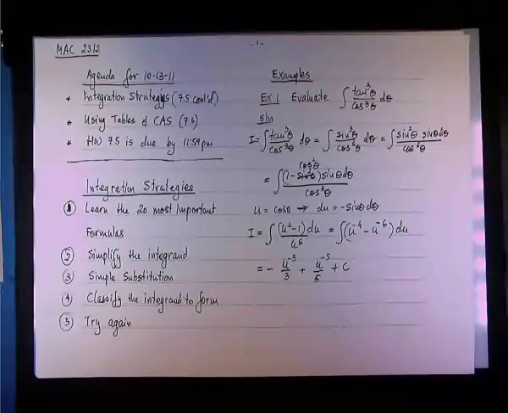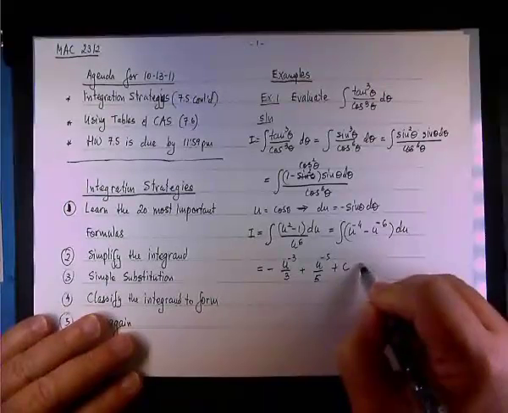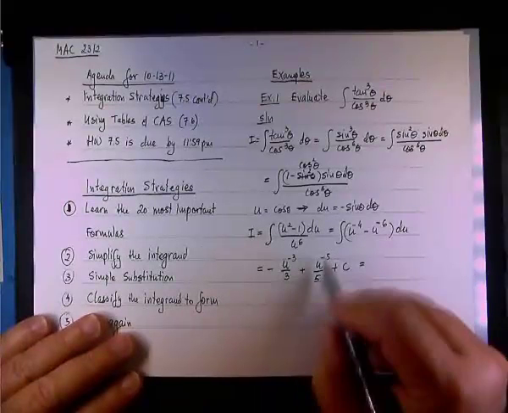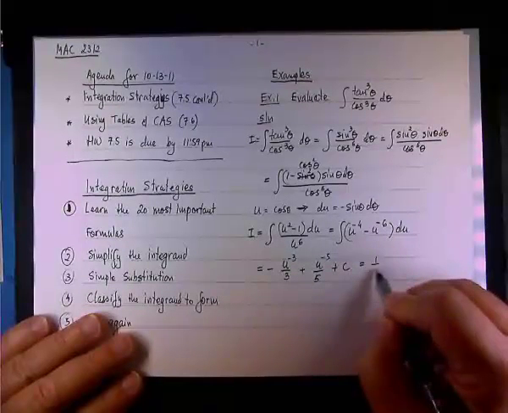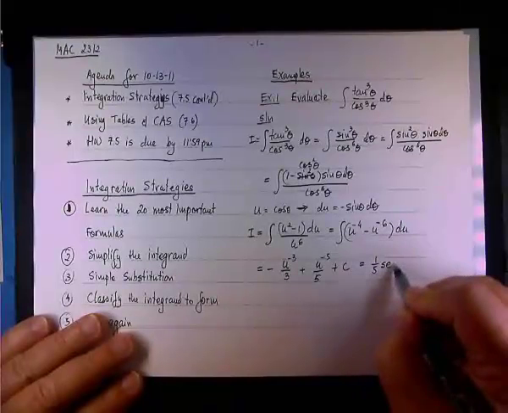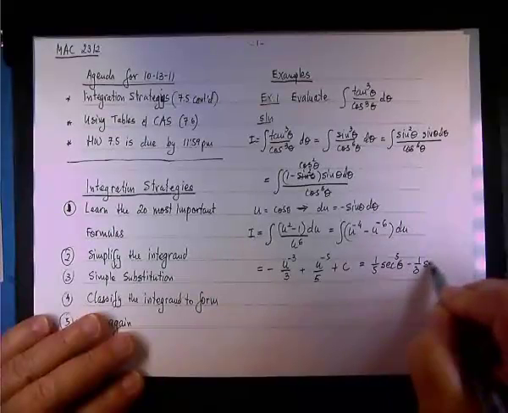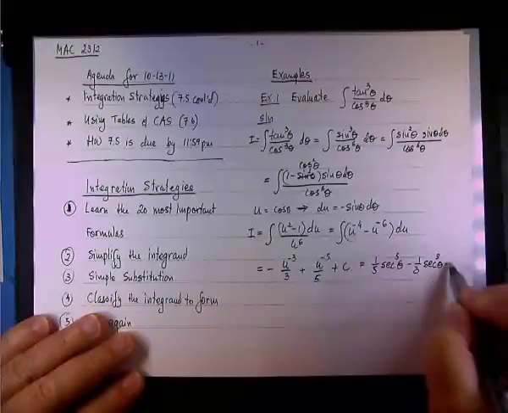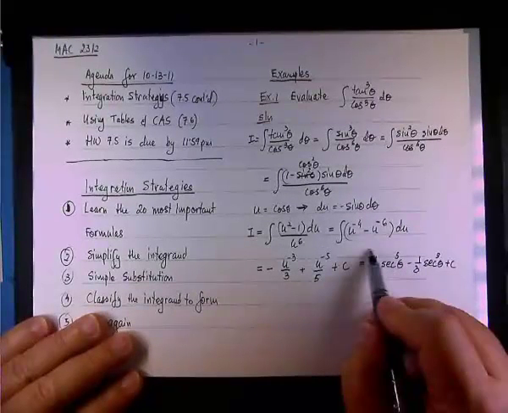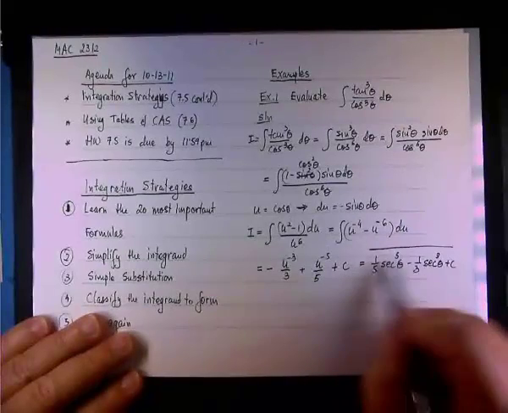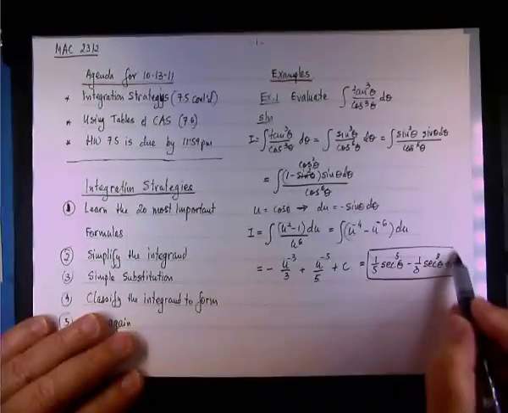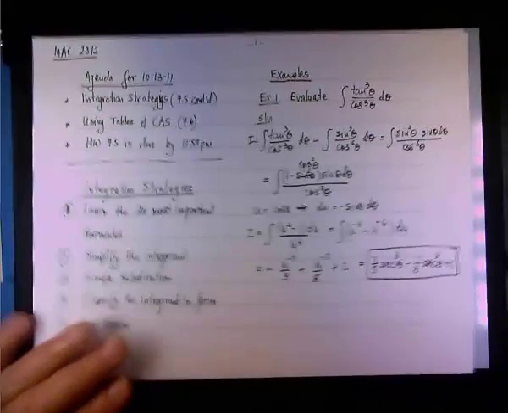And then the rest of it, u to the negative 3 is the 1 over cosine cube, or the secant cube. So we end up having, let's do the positive first, 1/5 secant to the 5th minus 1/3 secant cube plus c. So this is the first example.